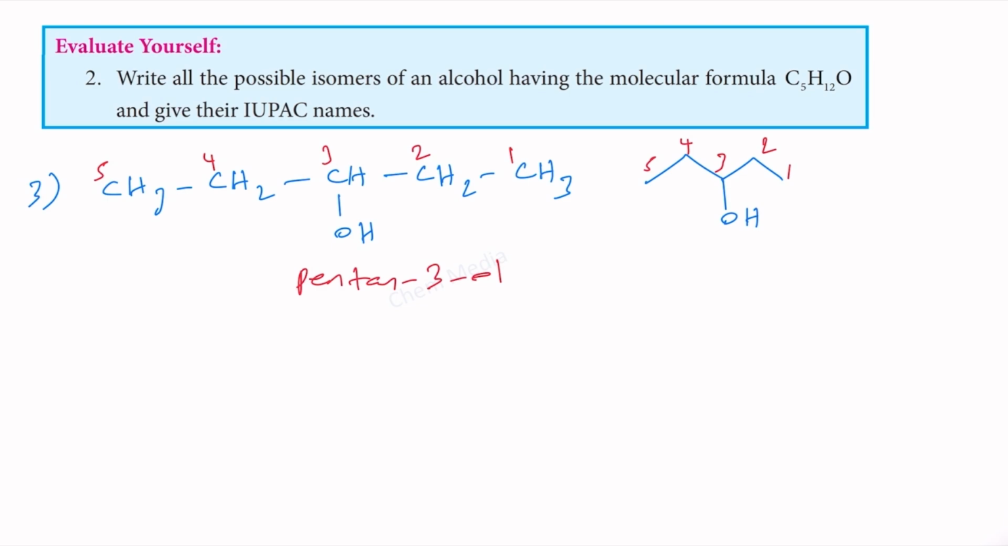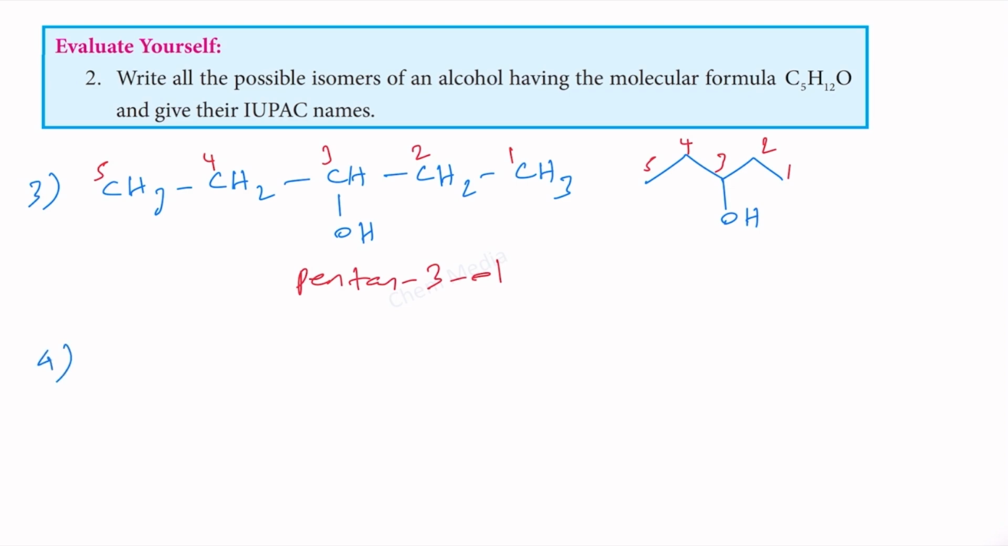We cannot write pentane 4-ol, because if you put the OH functional group at 4 position and number it left to right, then it would become pentane 2-ol. That is a repetition. Also, we should not move the OH functional group to the 5th position, because numbering left to right, that would become pentane 1-ol. Those repetitions we should avoid. So, we are exhausted with the pentane chain. Now, let us move to the butane chain and write alcohols there.